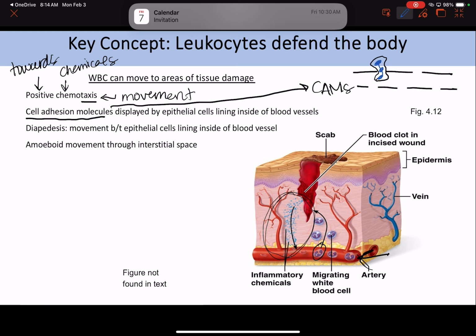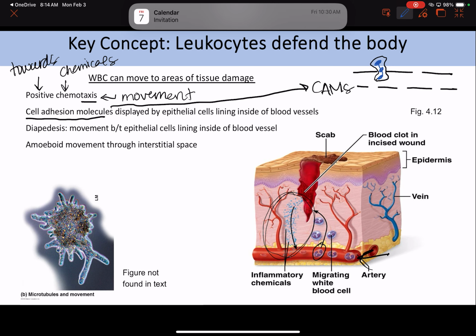Once they get into the tissue space, they move by something called amoeboid movement. It's called that because they literally move like an amoeba. An amoeba is a single-celled organism, and the way that it moves is pretty cool.